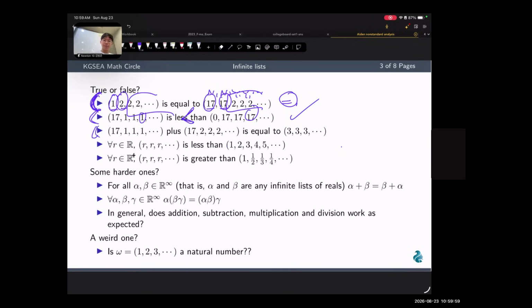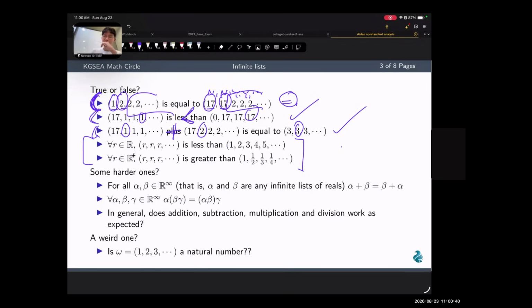Number 3 is a bit difficult because we have an operation going on. Is 17, 1, 1, 1 plus 17, 2, 2, 2 equal to 3, 3, 3, 3, 3? It's a bit difficult because we have a plus here. But again, the second voter, for example, only gets to look at the second slot of everything. And from their perspective, 1 plus 2 equals 3. Therefore, an infinite number of people agree. Only finitely many people disagree. So this is also true. So wonderful. We can now add real numbers and see what their sum is equal to. That's huge progress.